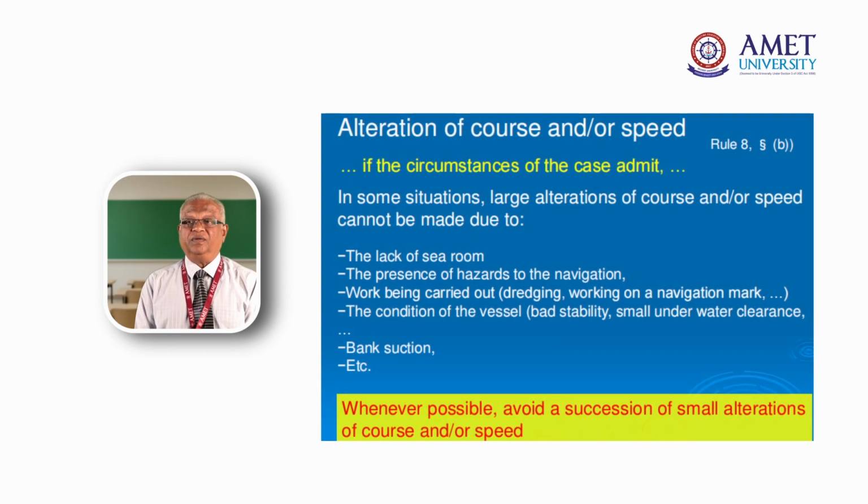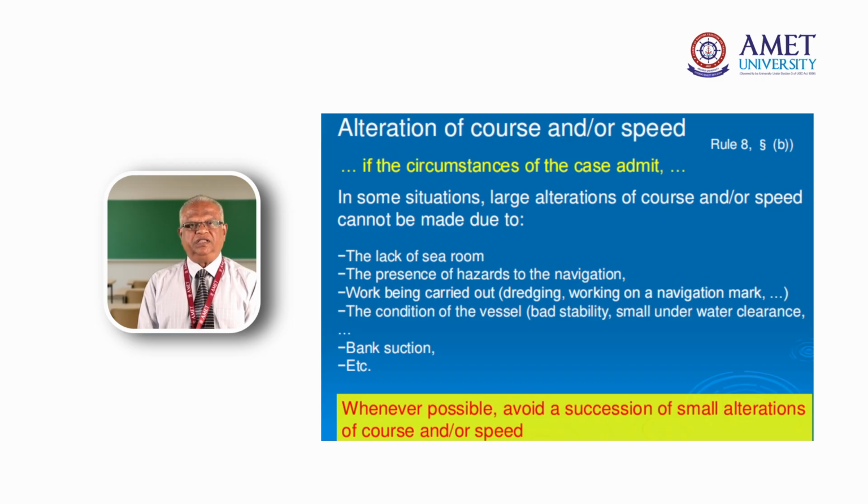Okay. So the next important thing is any alteration of course and speed to avoid collision, if circumstances of the case admit, shall be large enough to be readily apparent to the other vessel, visually or by radar. Any succession of small alterations of course and speed shall be avoided. This is again very important. An alteration of course or speed.